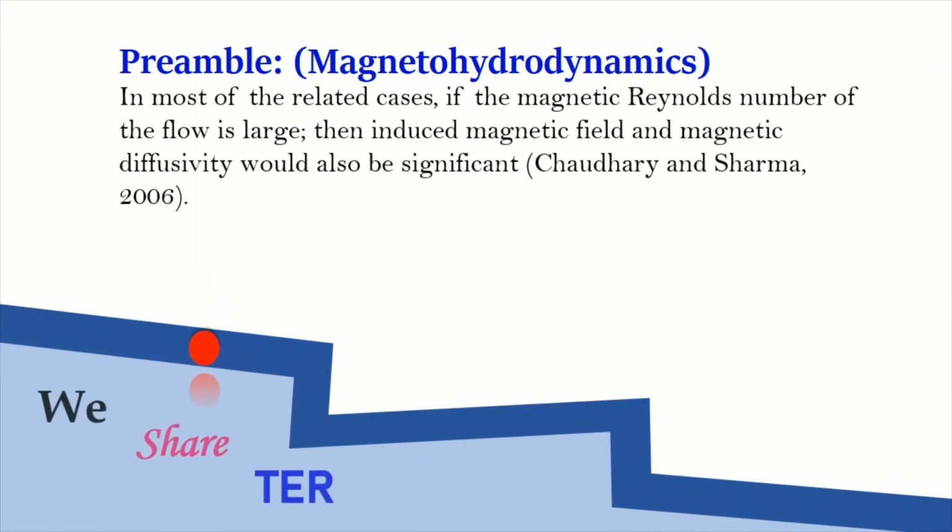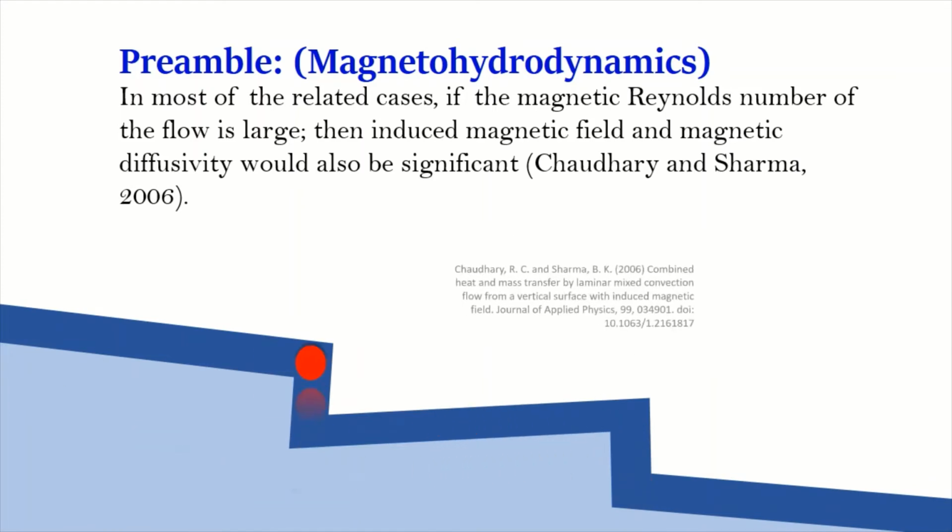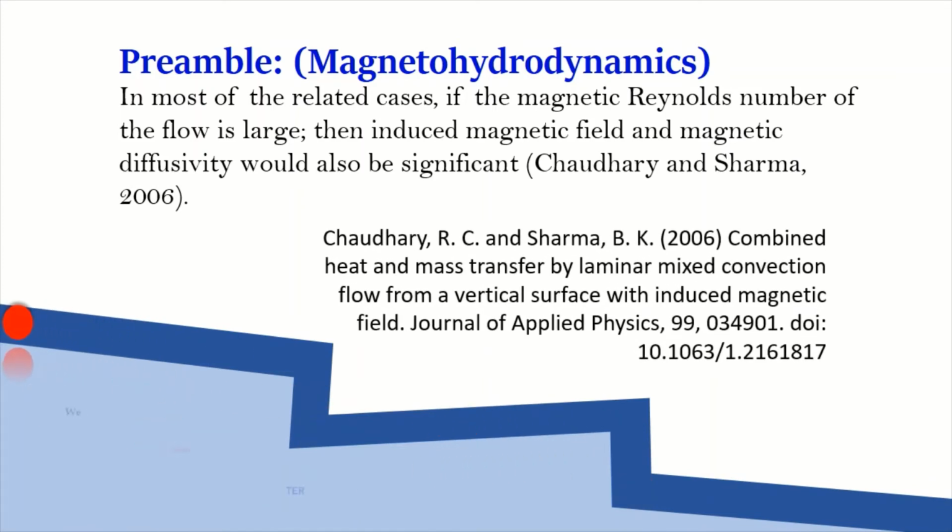1949. In the year 2006, some scholars remarked that in most of the related cases, if the magnetic Reynolds number of the flow is large, then induced magnetic field and magnetic diffusivity would also be significant.